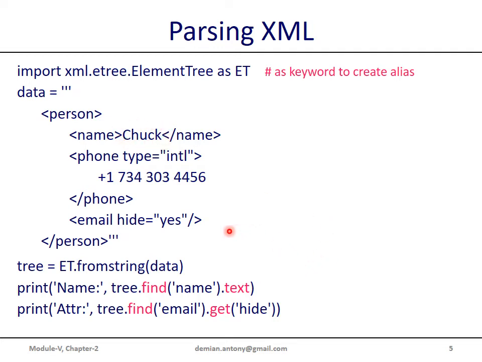Now let us write code to access the value of the attribute hide. Again, use the DOM tree, try to find the email element, find email, then use the method get with the attribute name. So this get method will return the value of the attribute hide. Ultimately this entire statement will print the value s. So this is how we can process XML easily with the Python library.